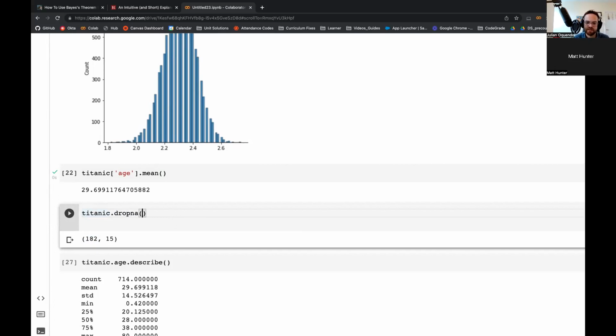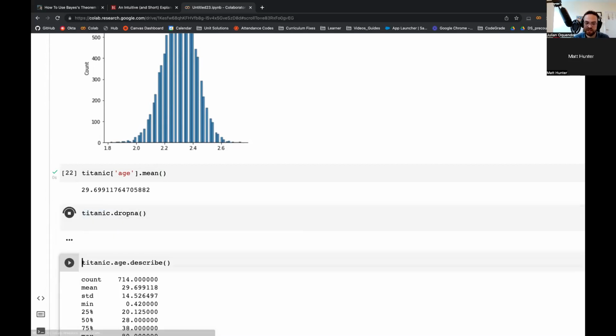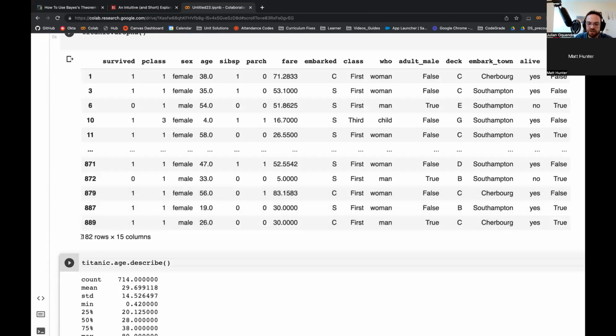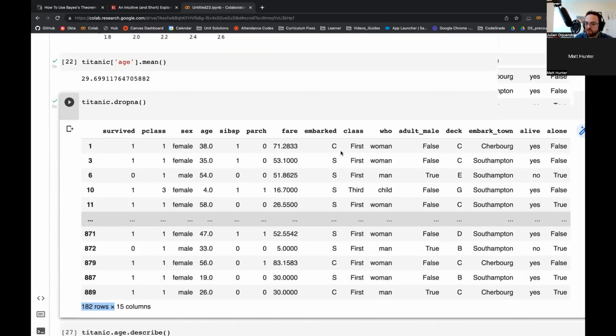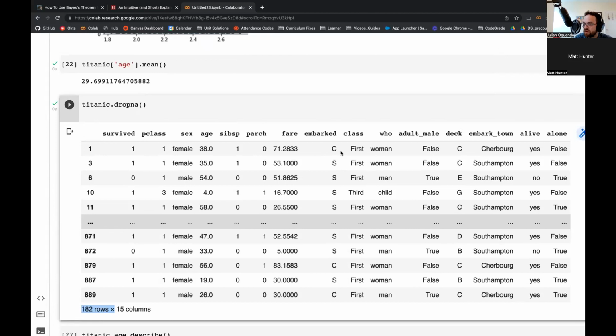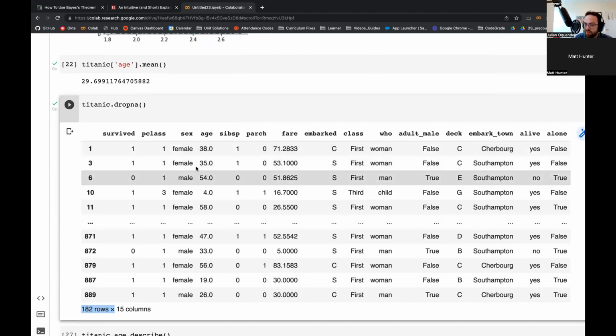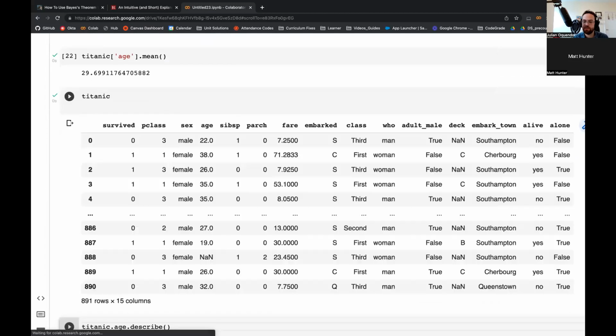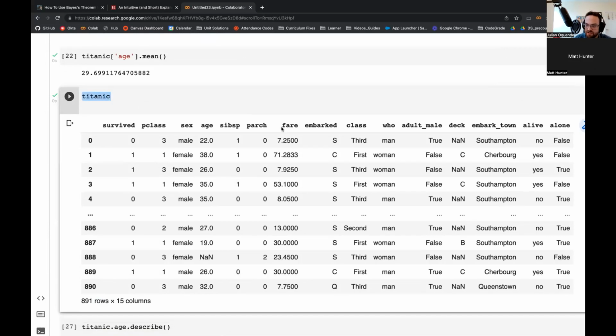So if I've got a Titanic data set and I include my pandas function for dropna, this will return a data set with 182 rows. In other words, all of the rows that had any null values were dropped. However, just by dropping or showing the values doesn't mean that the change happens to my Titanic data frame object.